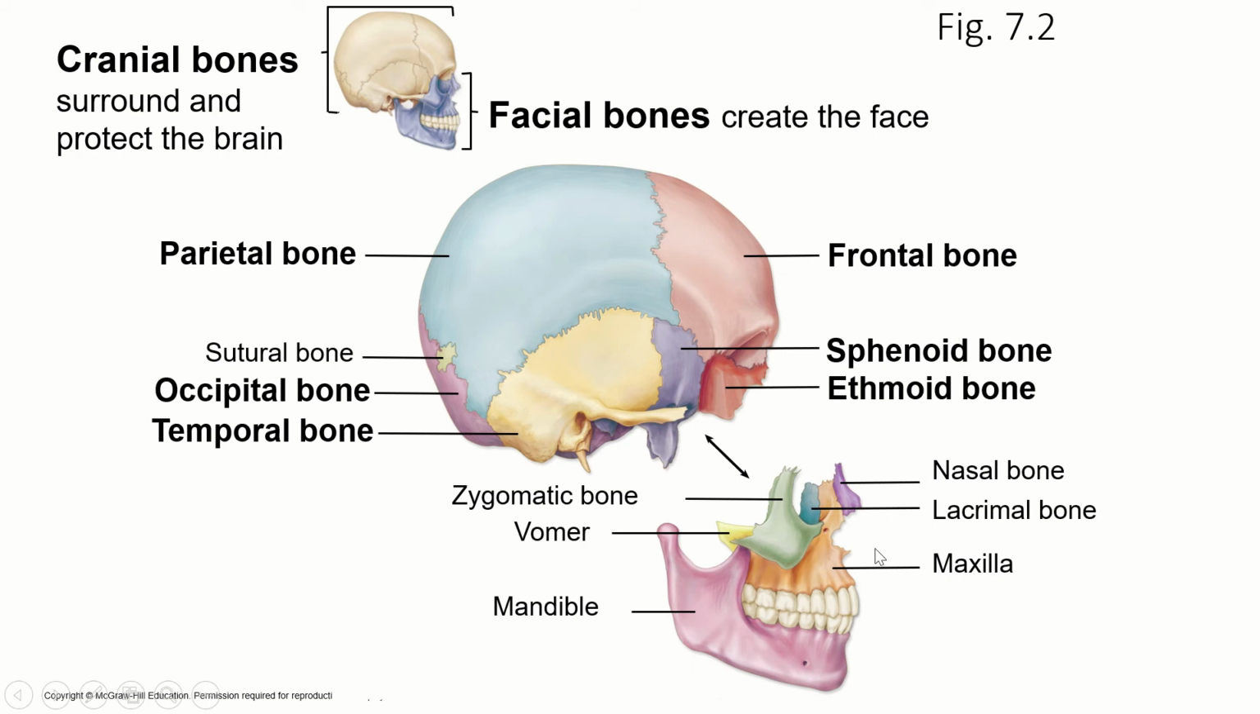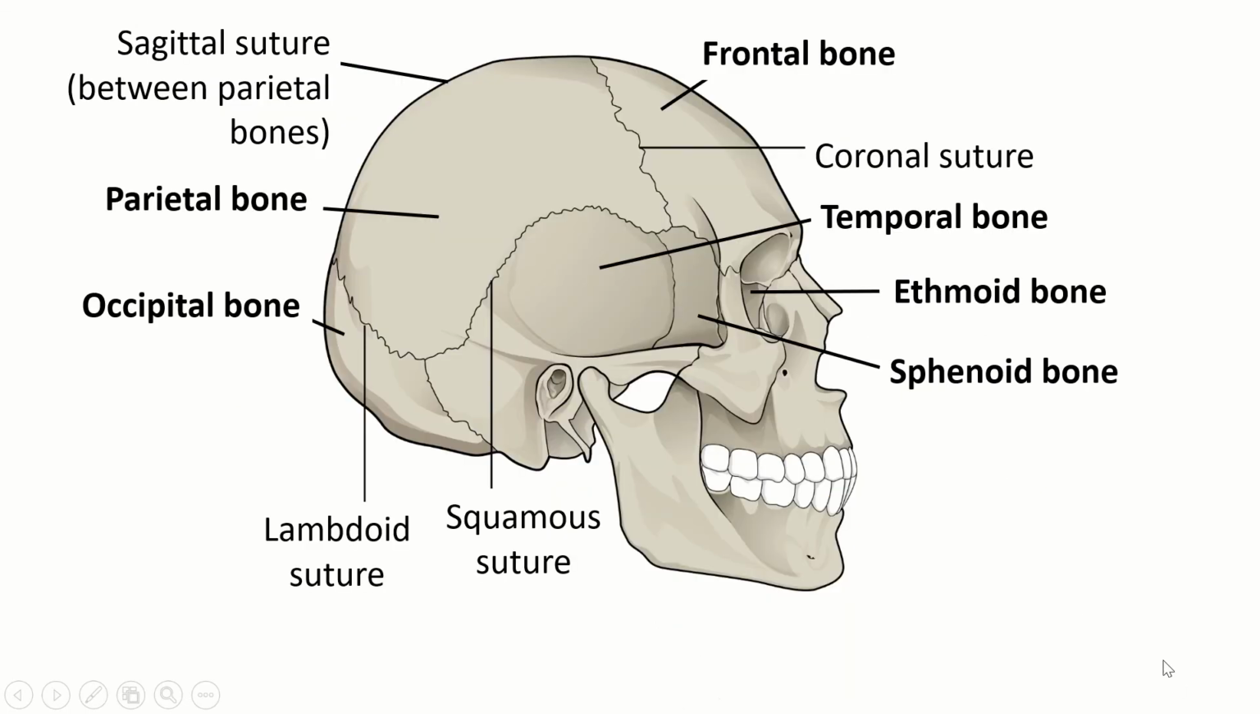The other bones that make up the face are cleverly called the facial bones. Who'd have thunk it? So we're going to learn these bones first, and then in part two, we're going to learn the facial bones. All right, so the first thing we're going to learn are the names of the bones, and the names of the seams between them, which are called sutures.